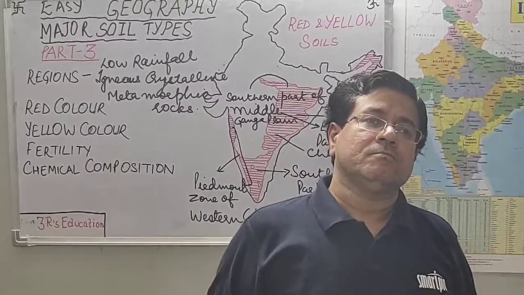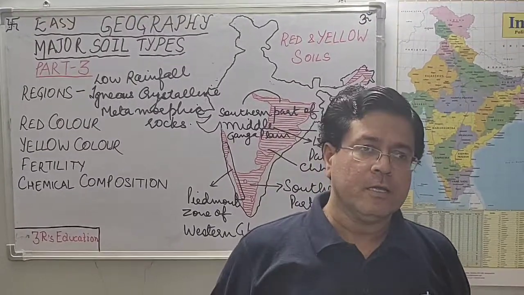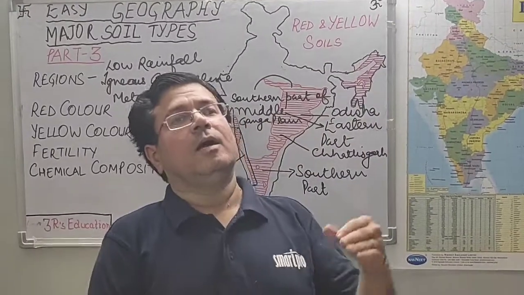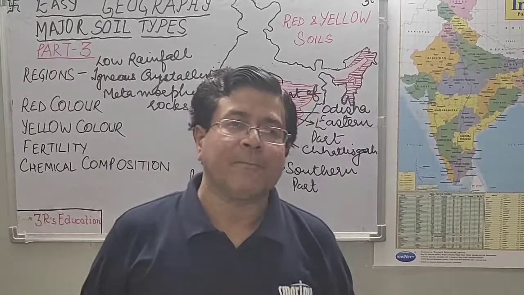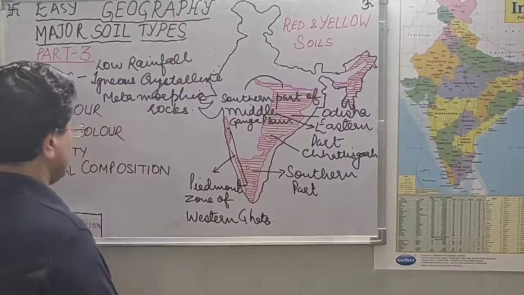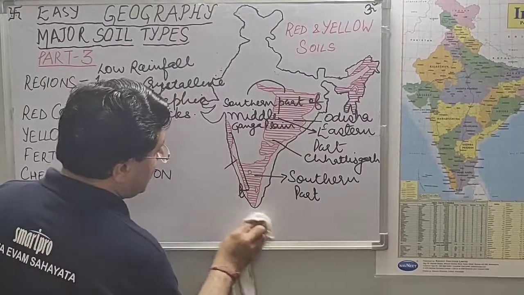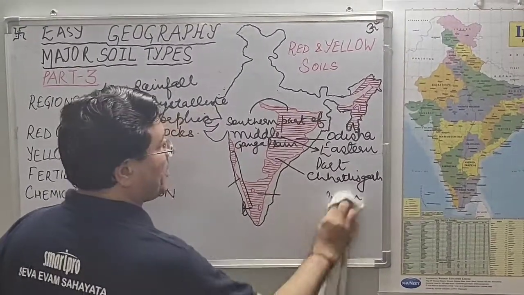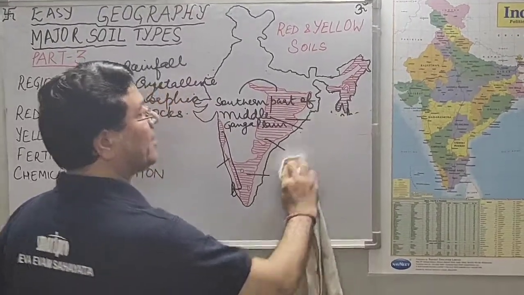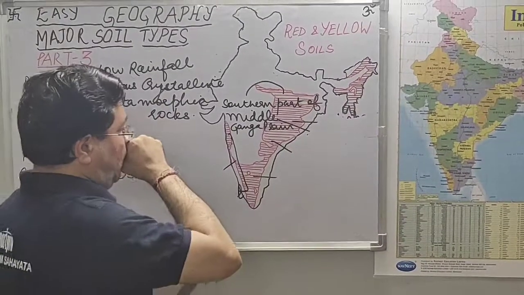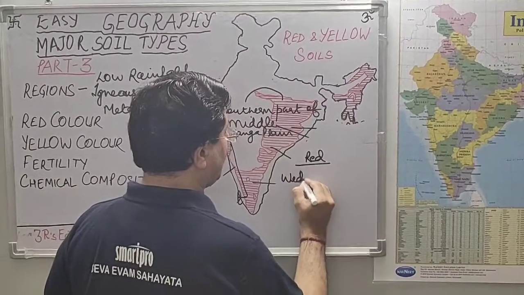Friends, as far as their color is concerned, as the name is suggestive, red and yellow soils. At times they look red in color, at times they look yellow in color. Now we'll try to find how this happens. First of all, red in color: a lot of iron content is there and they appear red because of the wide diffusion of iron content.